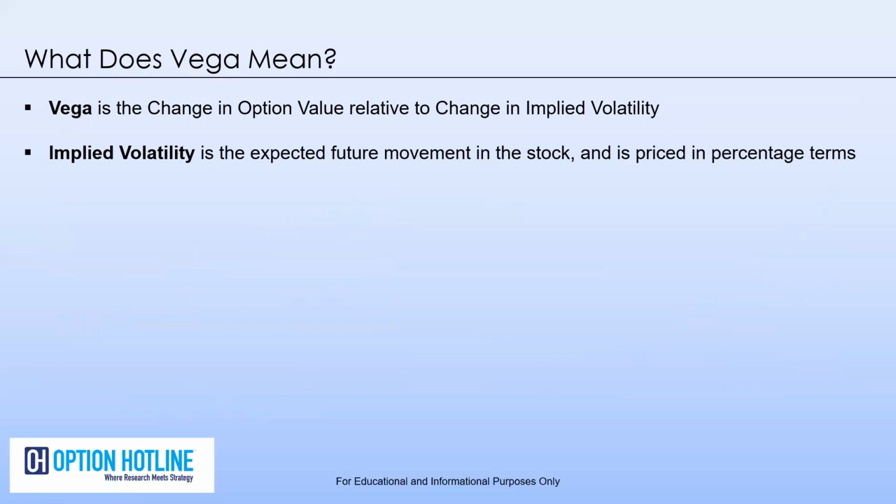What does Vega really mean? Vega is, absolutely directly, the change in option value relative to a change in the stock's implied volatility. Implied volatility is the expected future movement in the stock. It's priced in percentage terms and it's annualized. So when I see a 16% implied volatility, that means I've got an expectation of 16% movement in that stock over the next year. And when I see 16% implied volatility for a short-term option, it's not 16% for the year anymore. Now we're going to try to figure it out down to the day.